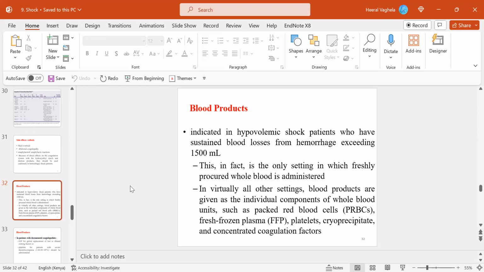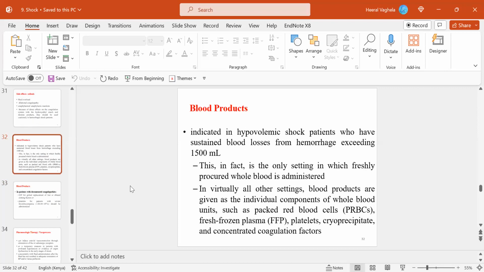Yeah, you give blood products because some of this can be caused by blood losses from hemorrhage. So you give packed red blood cells, fresh frozen plasma, platelets, cryoprecipitate and concentrated coagulation factors to avoid bleeding.